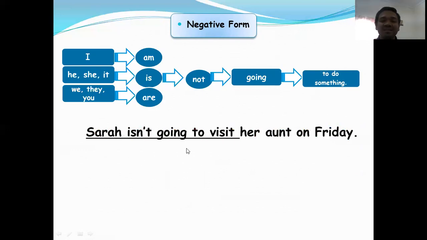Example, Sarah isn't going to visit her aunt on Friday. Sarah here is the subject. Isn't or is not. Again, this is a contraction, a shortened form of not. I'm not, is not, isn't, are not, aren't. Okay? Sarah is not or isn't going to visit, verb 1, or in simple present form. So Sarah isn't going to visit her aunt on Friday. Sarah, subject, isn't for negative, and then going to, and then verb 1. Understand? I hope you got it right.